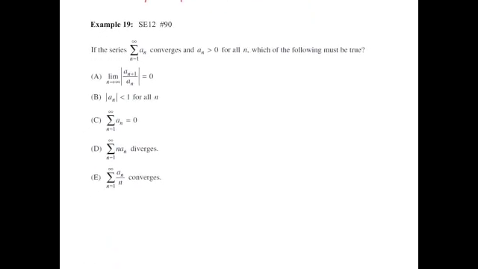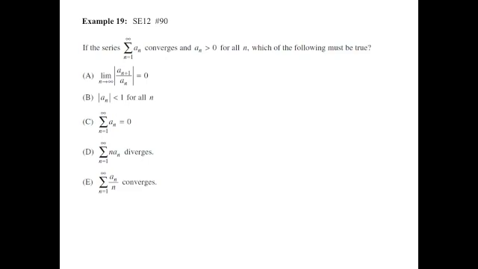This one says that we have a series, says if the series a sub n converges, and a sub n is positive for all n, which of the following must be true? So again, must be true is what we have to look at. It can't just maybe be true. It has to be true.